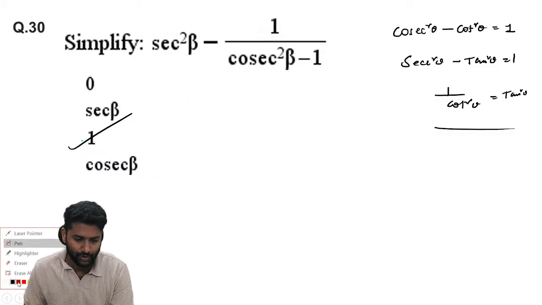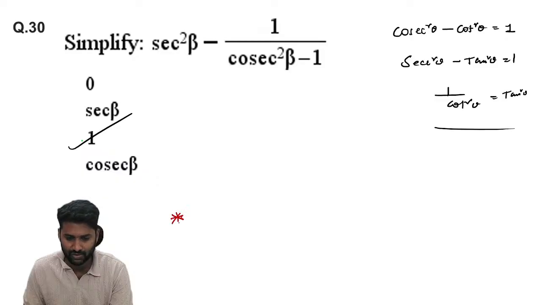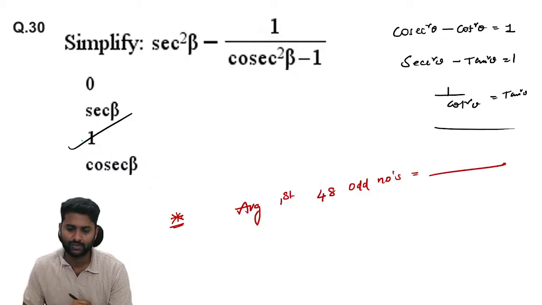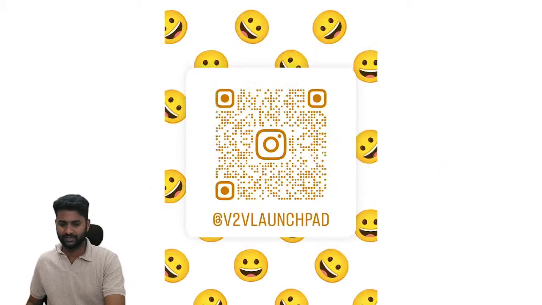Guys, I hope you understand the entire session. Just try to solve this question: what is the average of the first 48 odd numbers? Just try to answer this question and post your answer in the comment section.